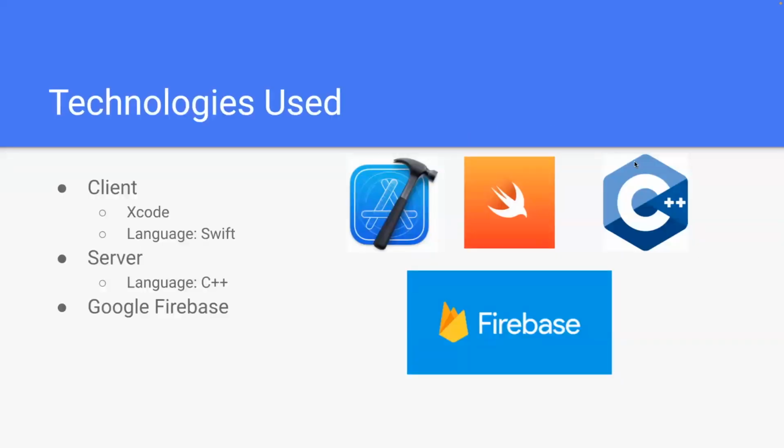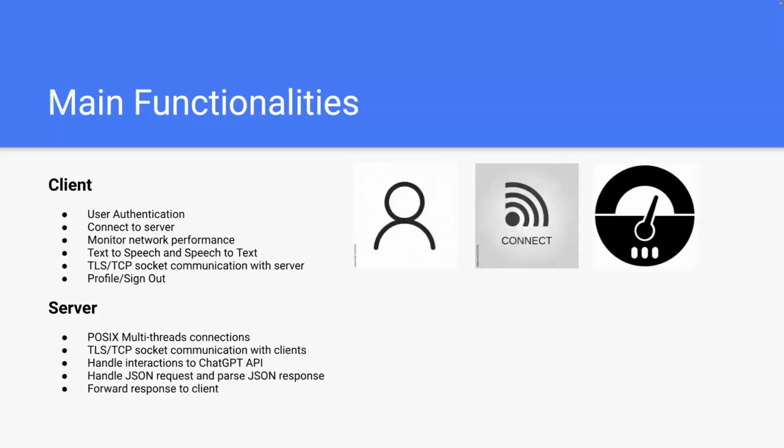The technologies that we use include, on the client side, we created an iOS app and we used Xcode and coded it up in Swift. And then on the server side, we used C++ to handle all the client to server queries as well as the server to ChatGPT API queries. And then lastly, we implemented Google Firebase for our user authentication and login.